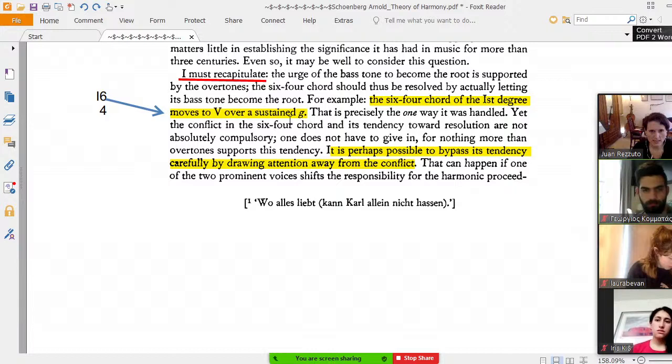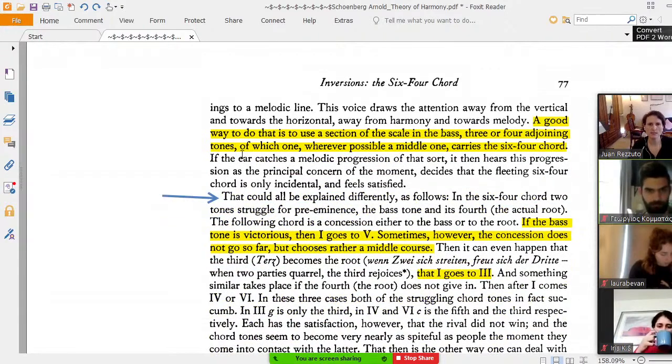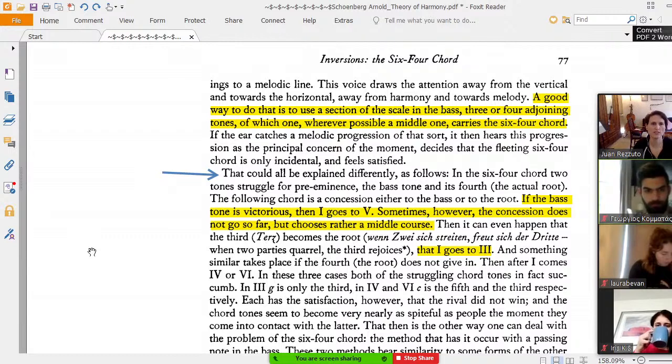Yet the conflict in the 6-4 chord and its tendency towards resolution are not absolutely compulsory. One does not have to give in, for nothing more than overtones supports this tendency. It is perhaps possible to bypass its tendency carefully by drawing attention away from the conflict. That can happen if one of the two prominent voices shifts the responsibility for the harmonic proceedings to a melodic line. This voice draws the attention away from the vertical and towards the horizontal, away from harmony and towards melody. A good way to do that is to use a section of the scale in the bass, three or four adjoining tones, of which one, wherever possible the middle one, carries a 6-4 chord.